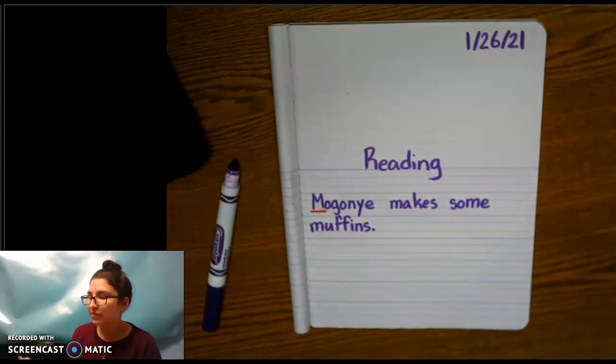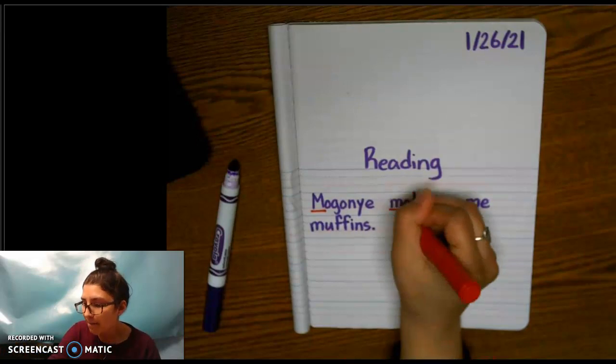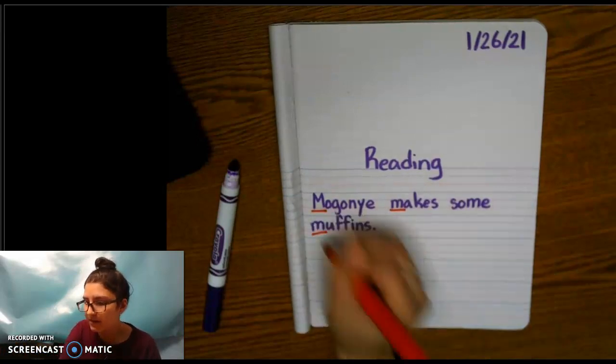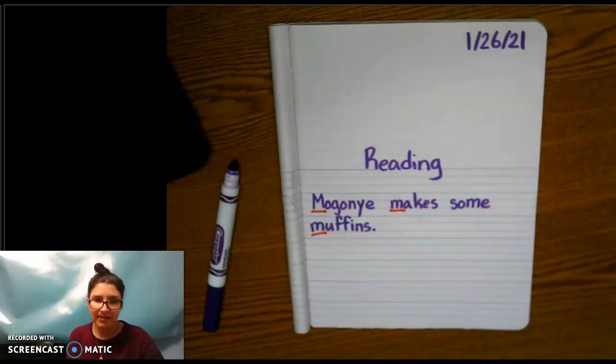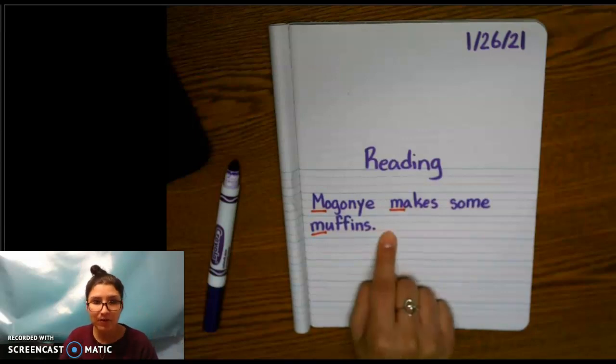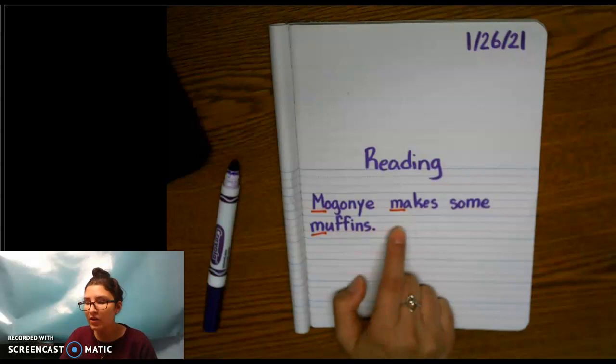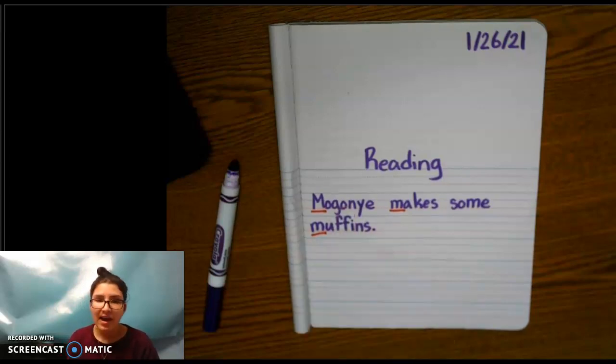M. Magoni makes muffins. So let's see if that sentence works. Do I have two or more words that start with the same letter or sound? I do. M. Right? So is this an example of an alliteration sentence? It is. So that's what I want you to do. I want you to get your name and make an alliteration sentence.